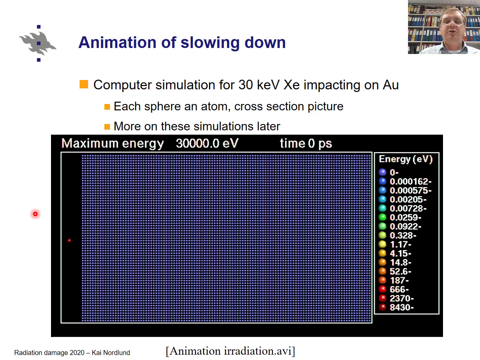Here is an illustration of how this can look. So this is a molecular dynamics simulation. There will be many of these simulations during this course. But the point is that in this simulation, each dot is an atom, in this case a gold atom, and this is 30 keV xenon impacting on the gold, and we'll see what happens here. This plot also shows the maximum energy of the system, which initially is the energy of this 30 keV xenon ion, which will hit the gold.